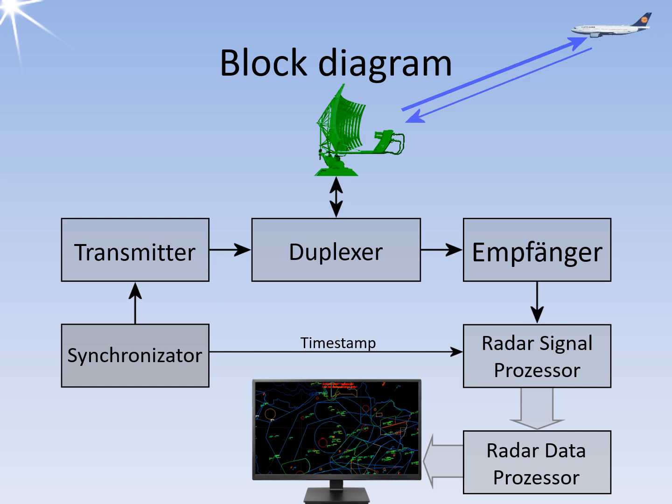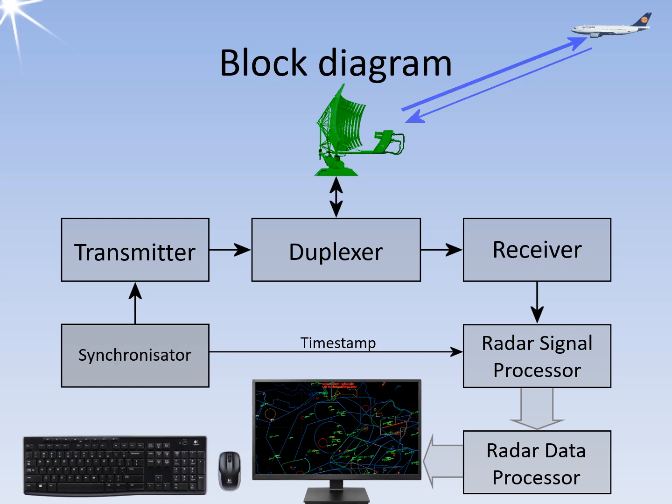Parts of the receiver, the radar signal processor, and the radar data processor are then only software solutions. The entire control of the radar can also be performed from the computer, starting from switching on and off, through the selection of operating modes, to the targeted modification of radar parameters. For example, the transmitting power can be reduced.